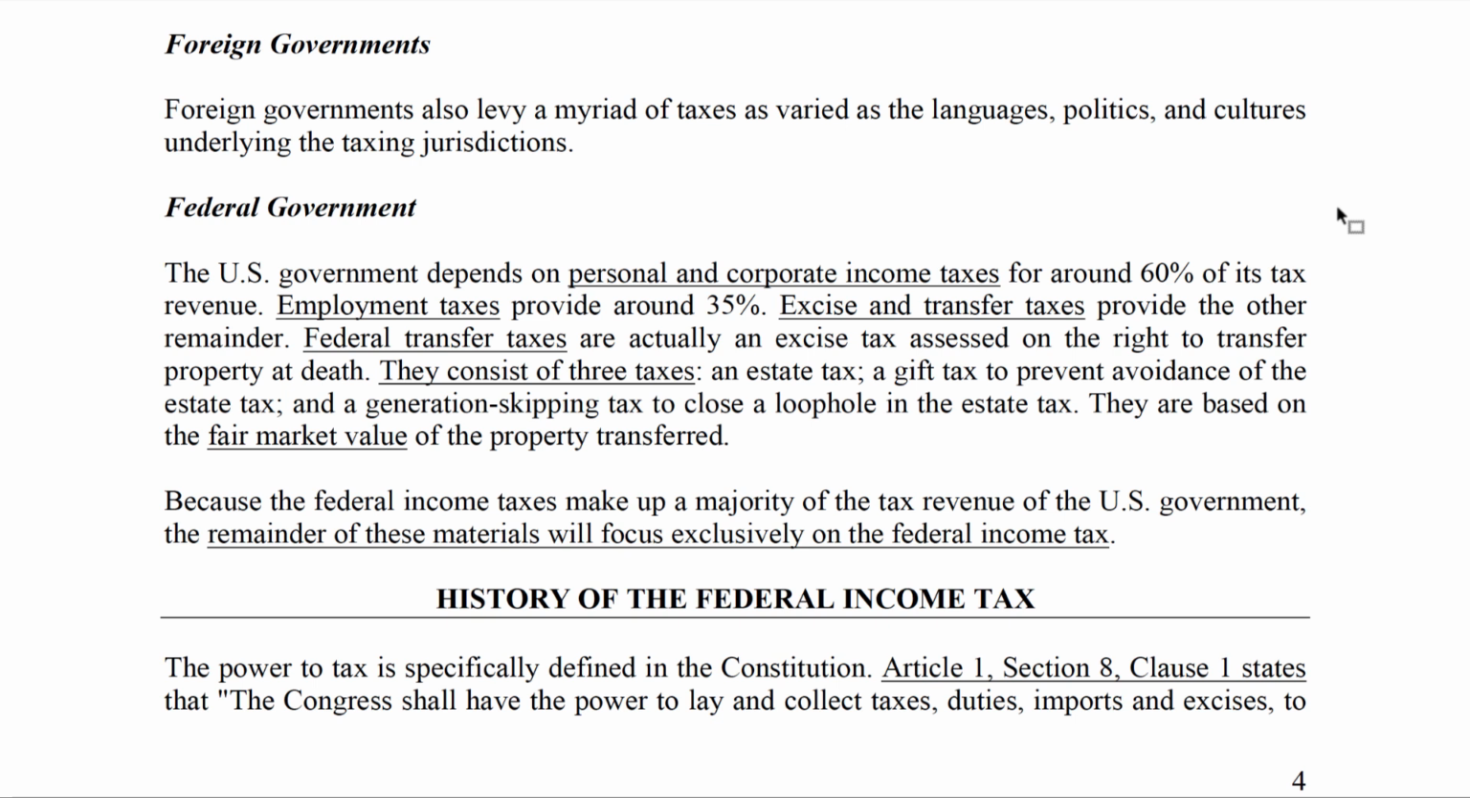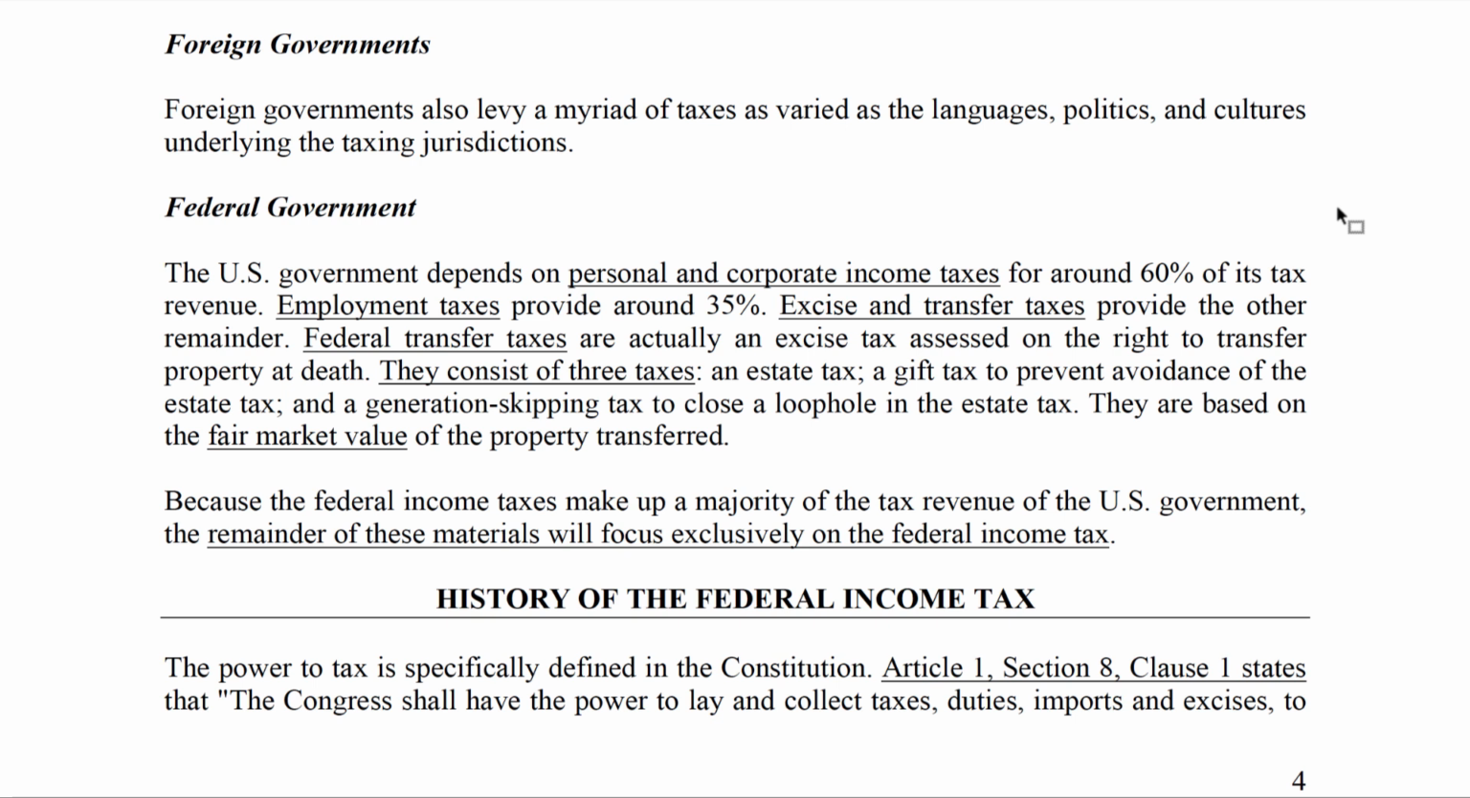So now let's talk about the federal government, because we're going to focus the rest of our discussion, the materials, on federal income tax. But let's talk about the different taxes the federal government has. The main ones, I should say, deal with income tax. Personal and corporate income tax account for around 60% of tax revenue in the U.S. There are also employment taxes like FICA, right? Those types of taxes account for around 35% of tax revenue. Excise and transfer taxes provide pretty much the remainder.